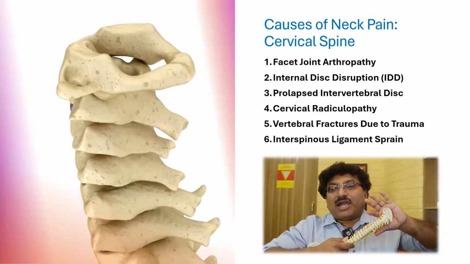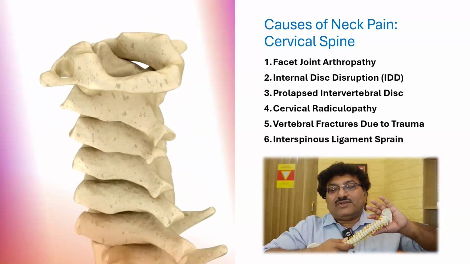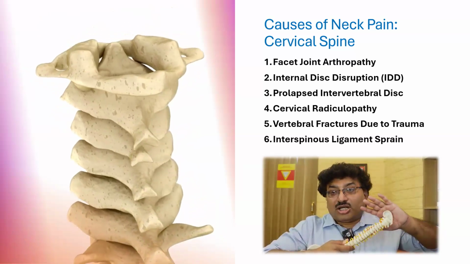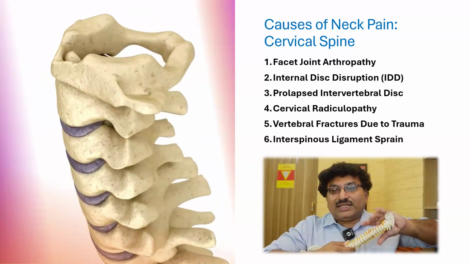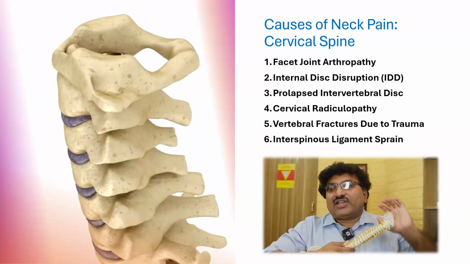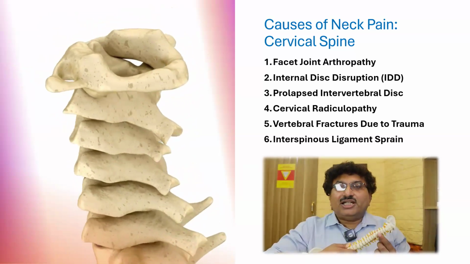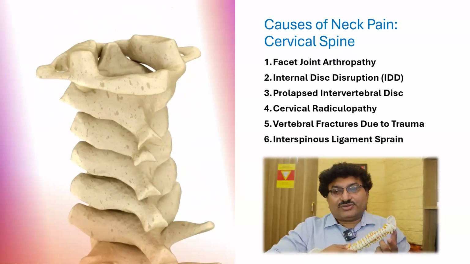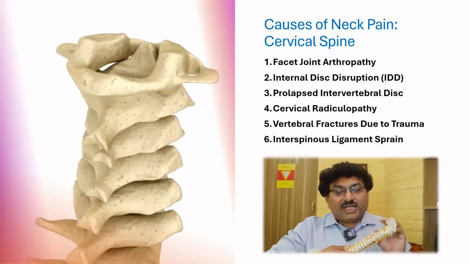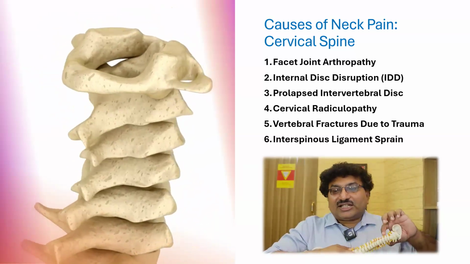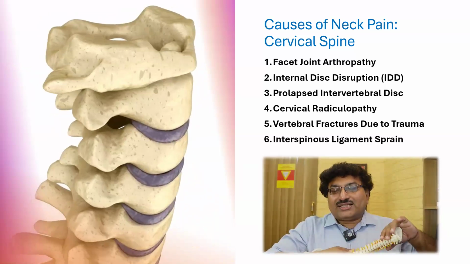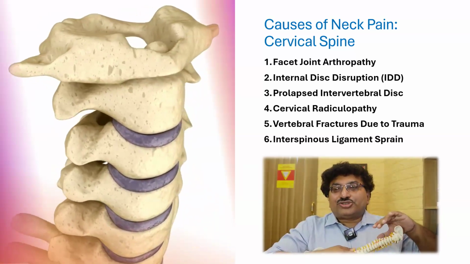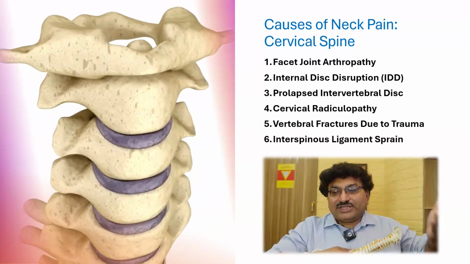Pain might be originating from this facet joint. Remember, we're talking about chronic pains here, facet joint arthropathy. Then cervical discs might be degenerated, and this condition is known as internal disc disruption. Then pain can be caused by intervertebral disc prolapse, which is causing inflammation at the nerve root. So that will cause a neuropathic pain in the shoulder and the hands.